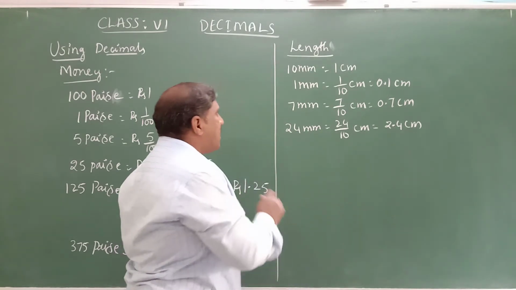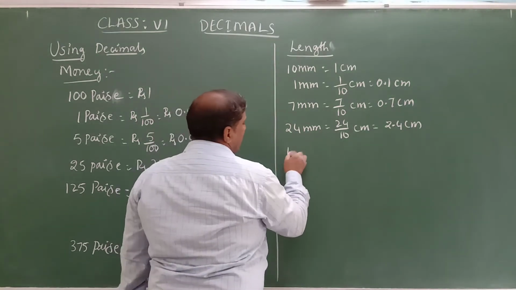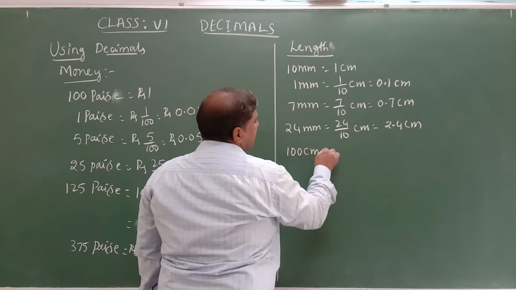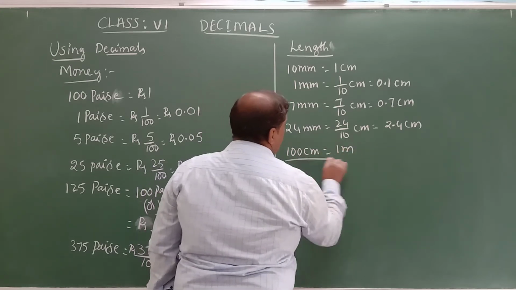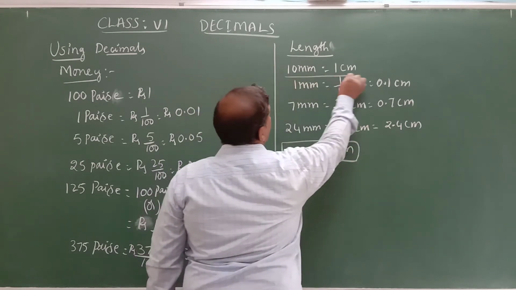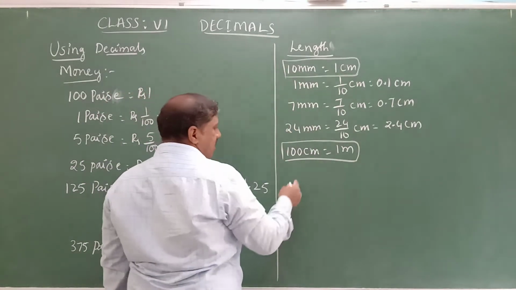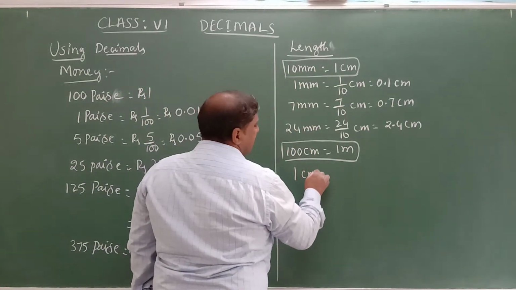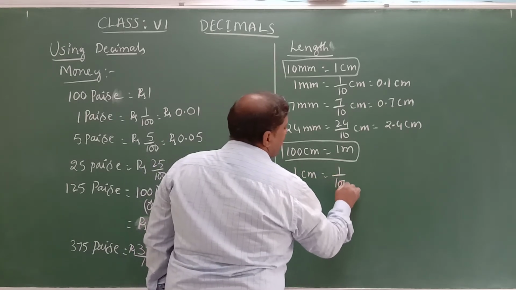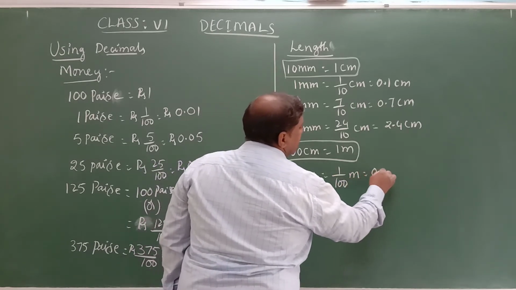Now we will discuss centimeters and meters. We know 100 centimeters is equal to 1 meter. Then 1 centimeter is equal to 1 divided by 100 meters. That is 0.01 meter.